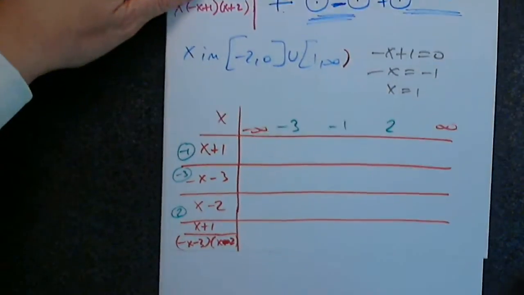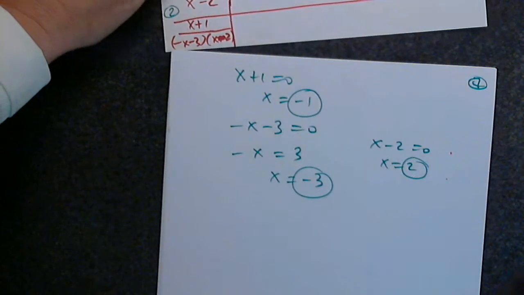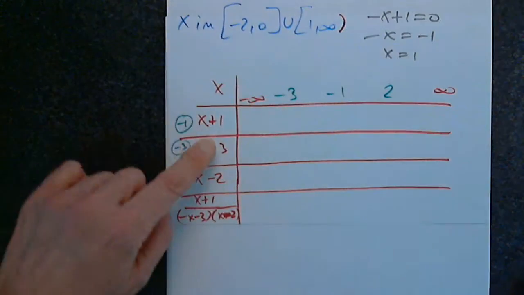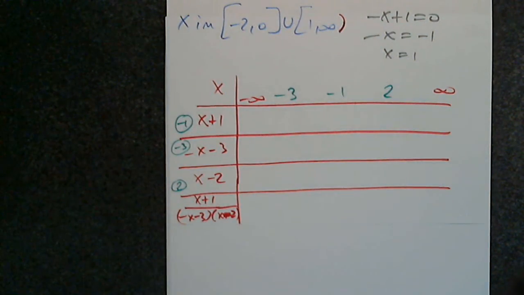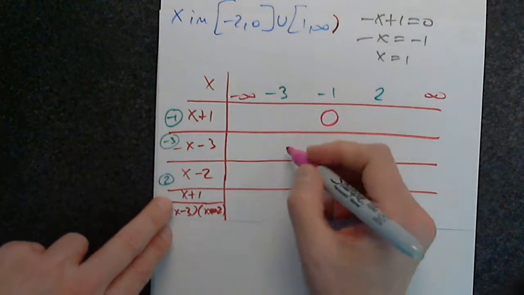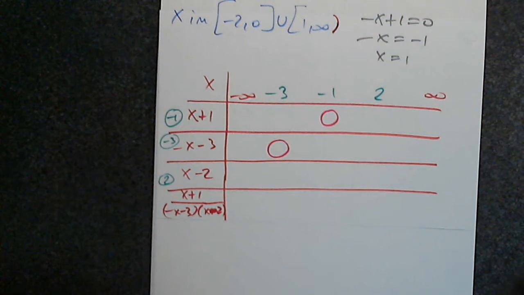Perfect. Is that okay? Very good. So now, in the row for x plus 1, I have to have a 0. Where? Under -1. For negative x minus 3, I will have 0 under -3. Very good. And for x minus 2, I will have 0 under 2. Very good.